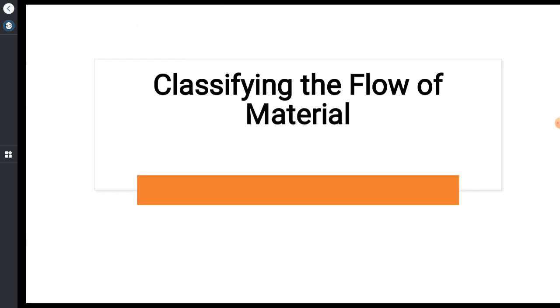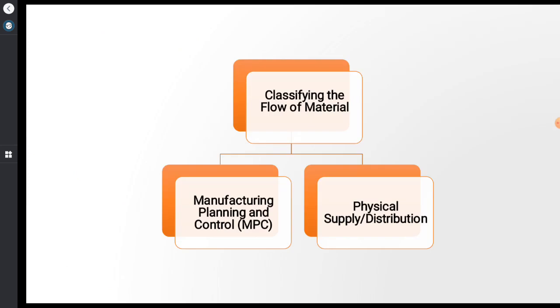Now let's move on to a new point and explain the different classifications of the flow of material. There are several ways of classifying this flow of material, but a very useful classification, and the one used in this textbook, is manufacturing planning and control and physical supply and distribution.